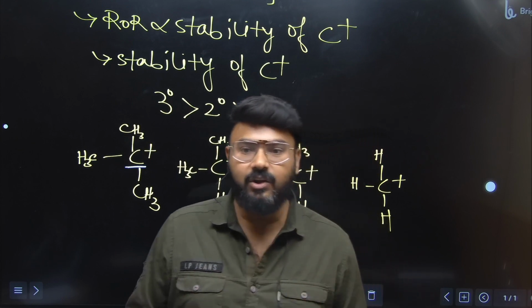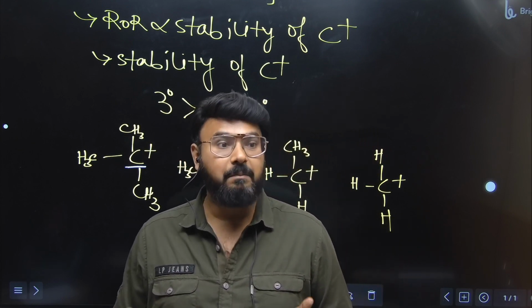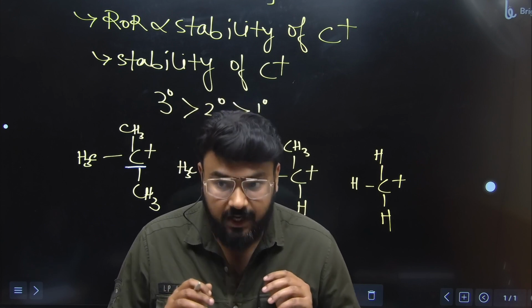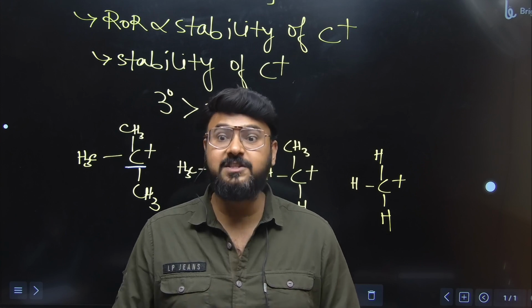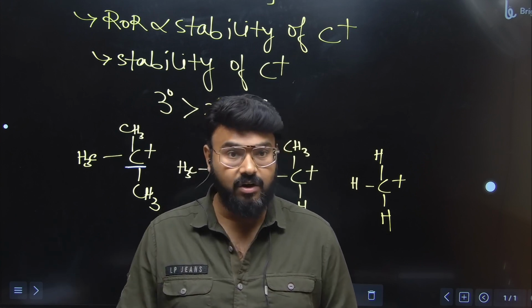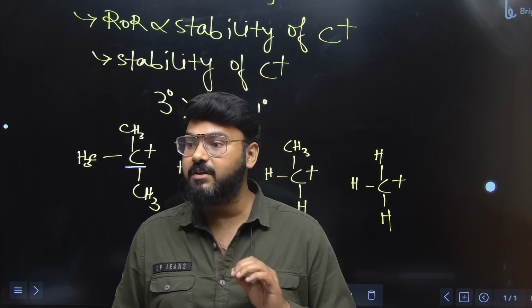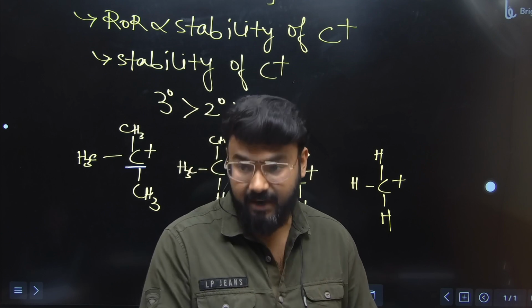Remember, alkyl groups are very good electron donors because they show the plus I effect. Plus I means electrons go to the carbon. You know inductive effect, right? The shifting of sigma electrons, single bonded electrons. Resonance is the shifting of pi electrons. Inductive effect is the shifting of sigma electrons towards the more electronegative atom, right?